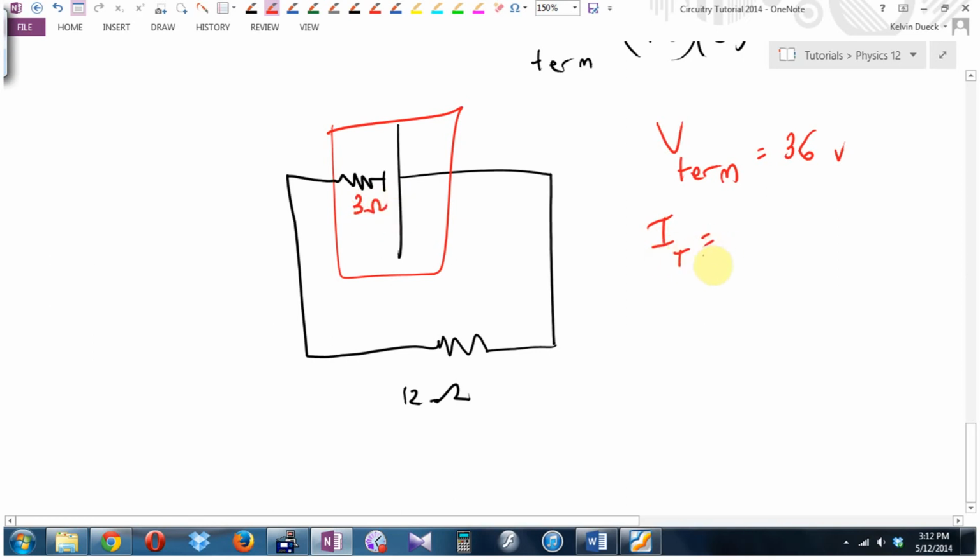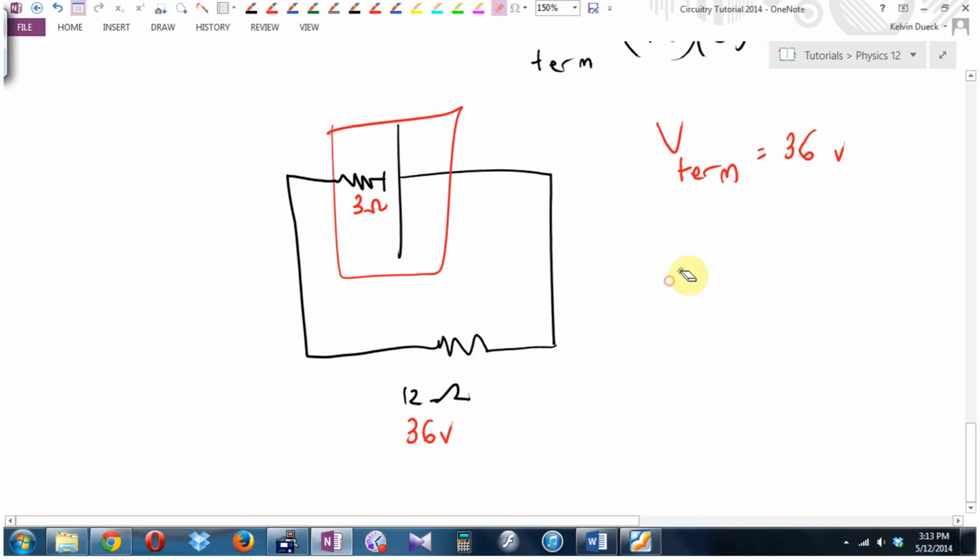If I want to find total current, what they've really done is they've told me that this must have been 36 volts. How do I know? Because that's the only major hill. Which means I would not say total resistance is 15, total voltage is 36. That would be wrong, because if I'm using this resistor, this should be the EMF, not the terminal voltage.